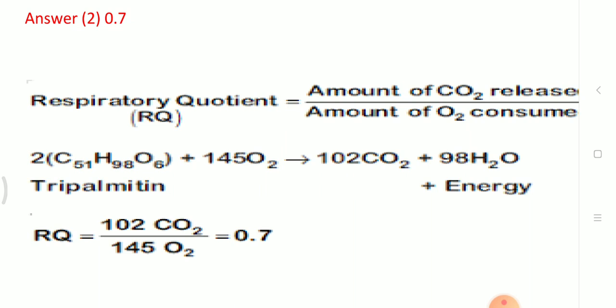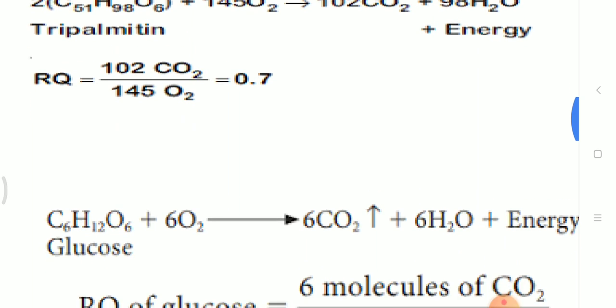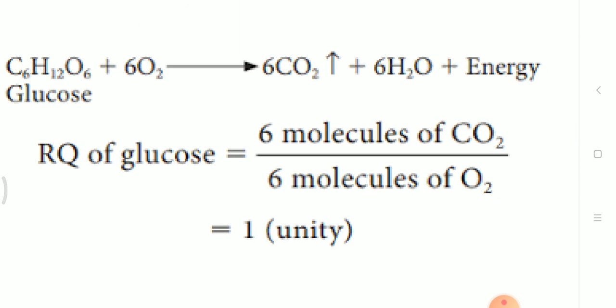There is also a table for the values. For most carbohydrates the value comes to 1, because the number of molecules of carbon dioxide released is always equal to the number of molecules of oxygen consumed. If we assume C6H12O6 plus 6O2, it gives 6CO2 plus 6H2O plus energy. So the number of carbon dioxide molecules to oxygen molecules is 6 to 6. The reaction is given here: 6 molecules of carbon dioxide are released and 6 molecules of oxygen are consumed.